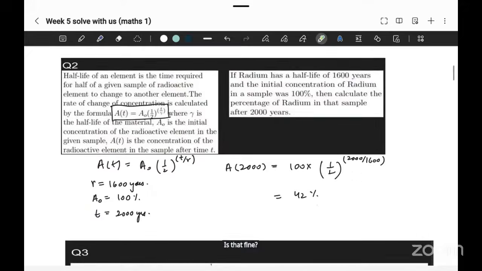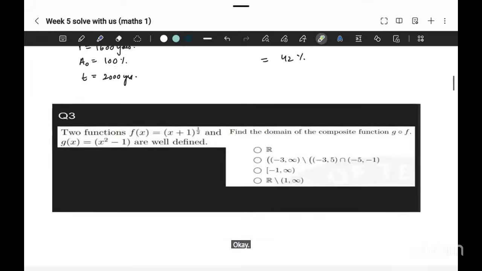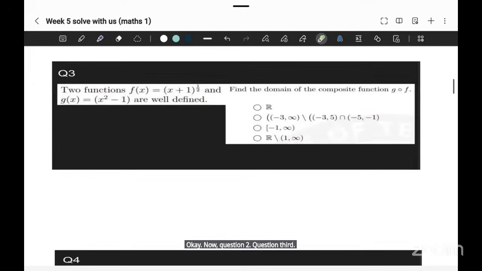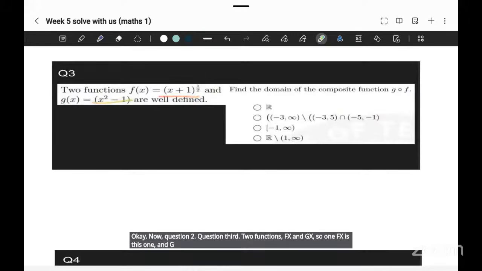Yes, ma'am. Okay. Now question 2. Two functions f(x) and g(x), which are well defined, are given. Find the domain of the composite function g of f.